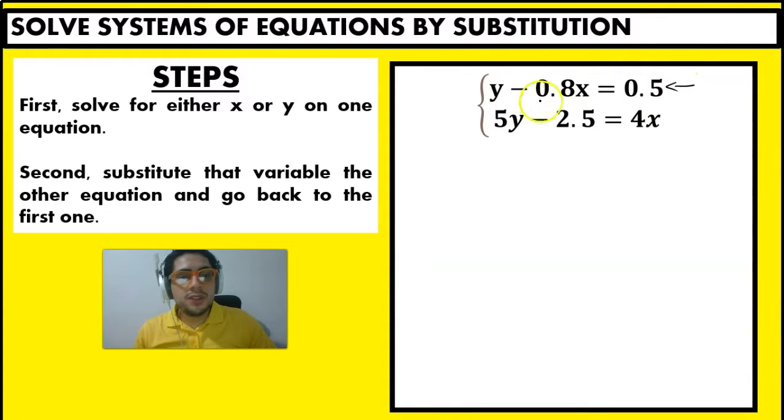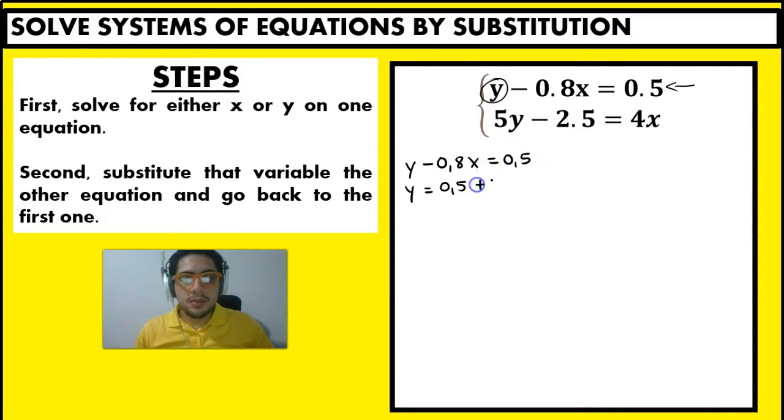Now let's choose y on the first one, but you can choose any again. So we're going to choose the first equation and we're going to choose to solve for y, right? So our equation here is y minus 0.8x is equal to 0.5. Since we're solving for y, we're going to isolate it. So we're going to leave y alone. So y is equal to 0.5, and that 0.8x goes adding, so plus 0.8x.